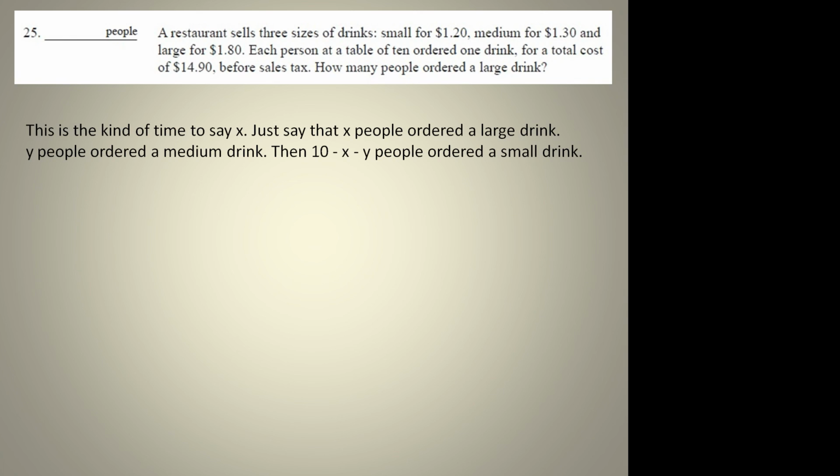Just say that X people ordered a large drink, and Y people ordered a medium drink. So we translated X plus Y plus Z as 10 minus X minus Y people ordered a small drink. So we eliminated one more variable here. The number of people ordering the large drink is X, the medium drink is Y, and 10 minus X minus Y will be the remaining people who ordered a small drink.